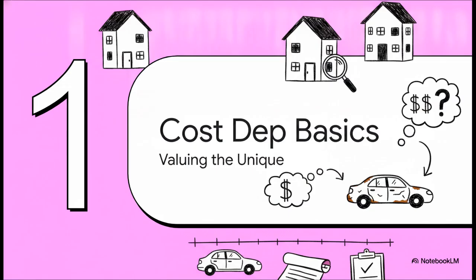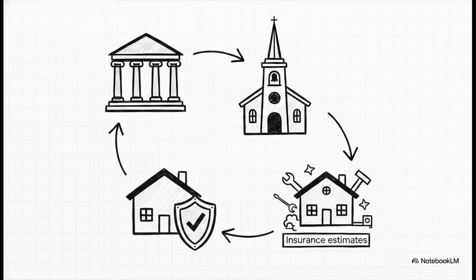Valuing the unique. Now, this whole approach hinges on the principle of substitution. Think about it. A rational buyer simply won't pay more for a property than the cost to go out and build a similar substitute. Because of that principle, this approach is the absolute go-to for special-purpose properties. Think about churches, schools, or government buildings. They don't exactly sell every day on the open market, so we really can't compare them to standard house sales. It's also perfect for estimating insurance values, evaluating brand newly built properties, or looking at properties with proposed renovations.